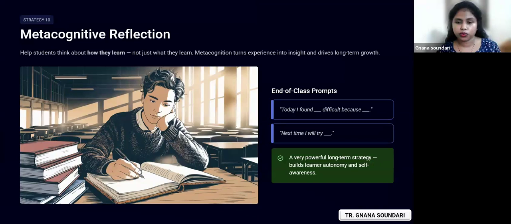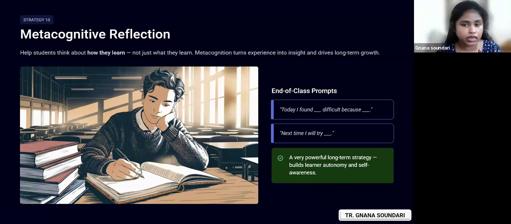Those two prompts should be on your board. Today I found difficult, where I found difficulty when I am listening in the class. And next time, what I should do, what I will try. This should be done by every single teacher after completing a class.